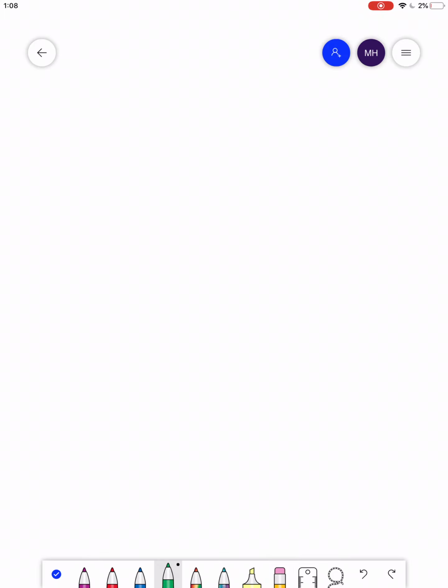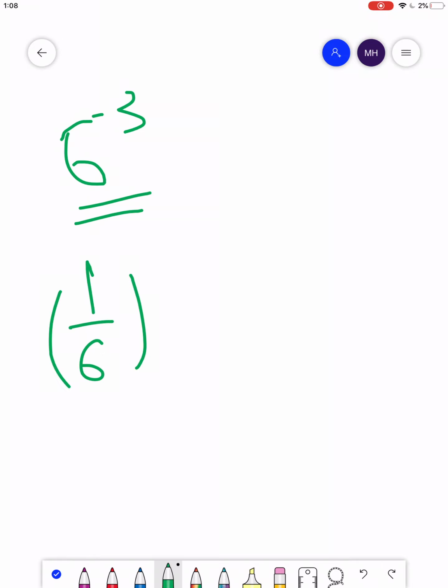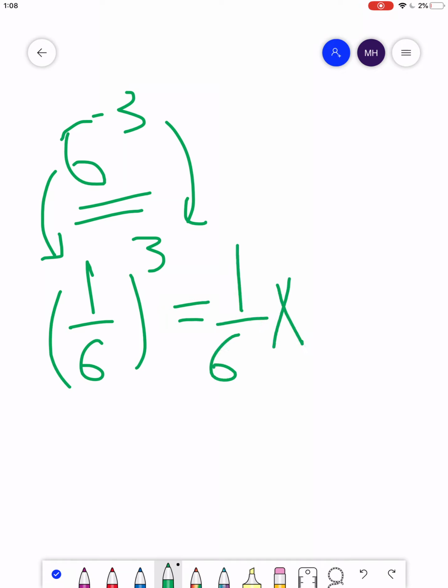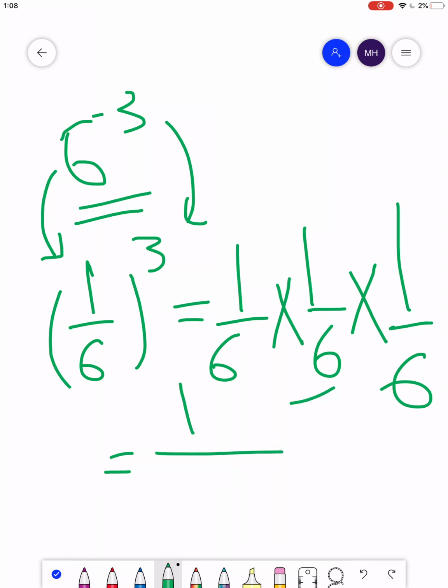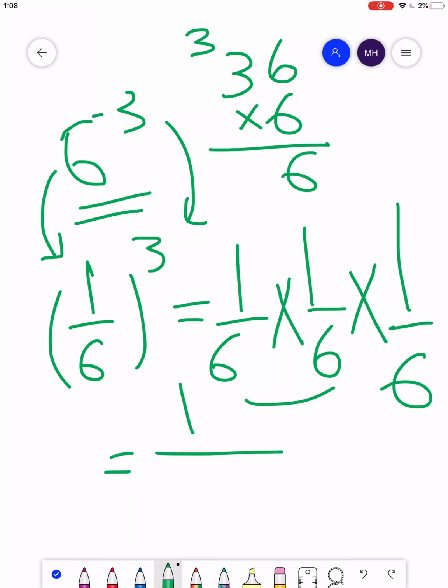Here another example. Six power negative 3. It becomes (1/6) power 3. So I change the base to its reciprocal and I change the power or the index to positive. It becomes 1/6 times 1/6 times 1/6 equals 1 over 6 times 6, 36 times 6, which is 216.